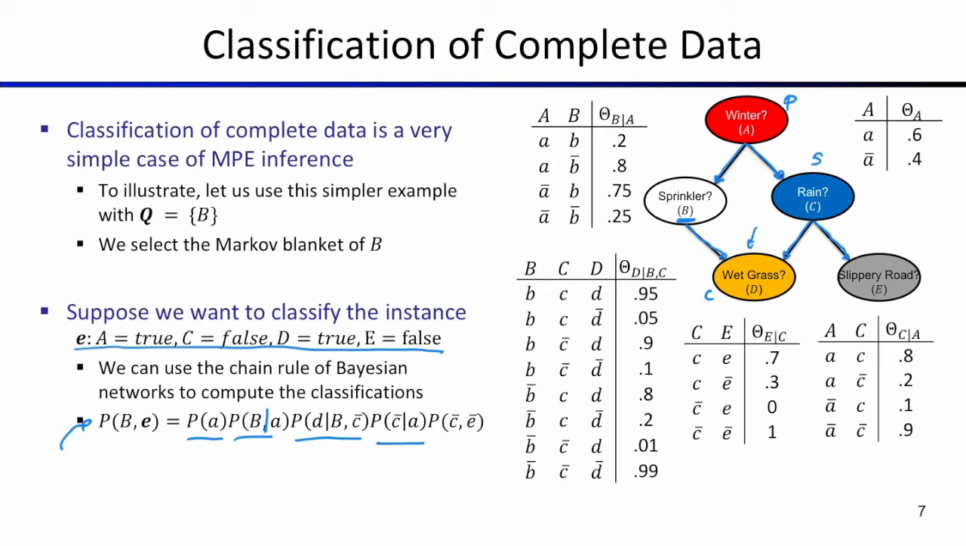Probability of C given A. So C has one parent, that's A, and probability of C given E. Actually, this is wrong. It's going to be the probability of E given C, because C is the parent of E. So, okay, and as we know the instantiation E, we can put that here.